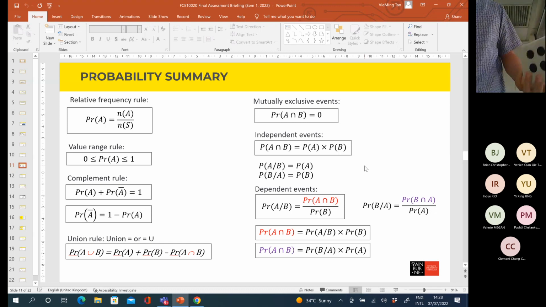Right, so throwing the first dice is the first event. Second event is throwing another dice again. So the result for the first dice will not affect the result of the second dice. So these 2 events are considered as independent events.